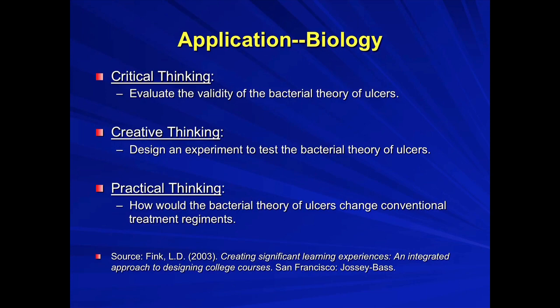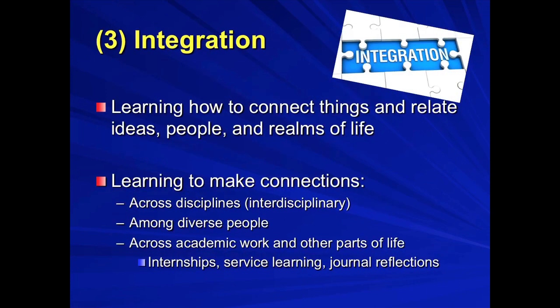He talks about integration as another domain in which we might identify intended outcomes. And here he says that the outcomes would have to do with learning how to connect things, how to connect people, how to connect ideas, how to connect different parts of life. Now you might be saying, what would that mean? Learning to make connections as an outcome. Sometimes we want our learners, depending on what we're teaching, to learn how to make connections from our field to another field.